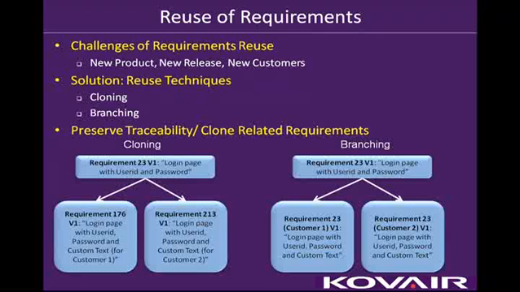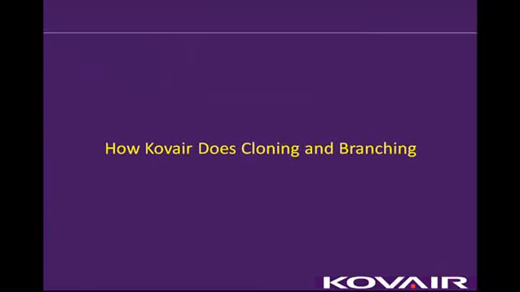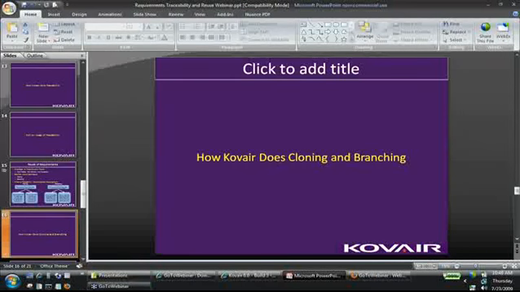Now in this example, as a matter of fact, and this is a real example, one of our customers asked for certain custom text on the login page. And that is really a login page, the same requirement as the original one with a little bit of custom text. So that's why I think this is a better example for branching rather than cloning. But on the other hand, there are many instances where we had to clone, because the new requirement, though it is very similar to the previous one, has substantially more changes. Let me show you how we do cloning and branching in Kovair.